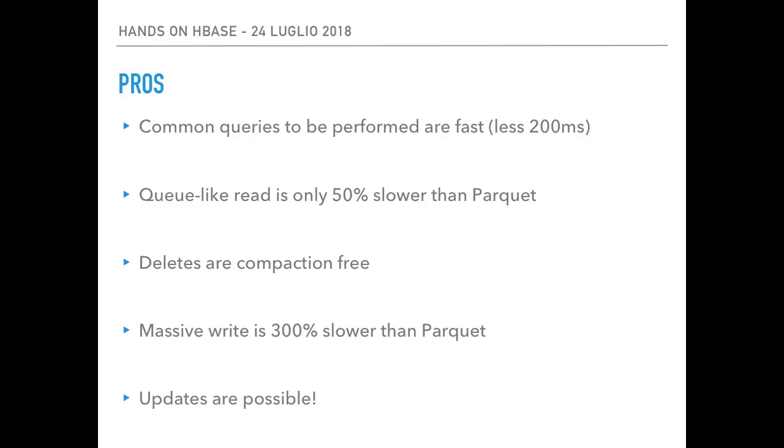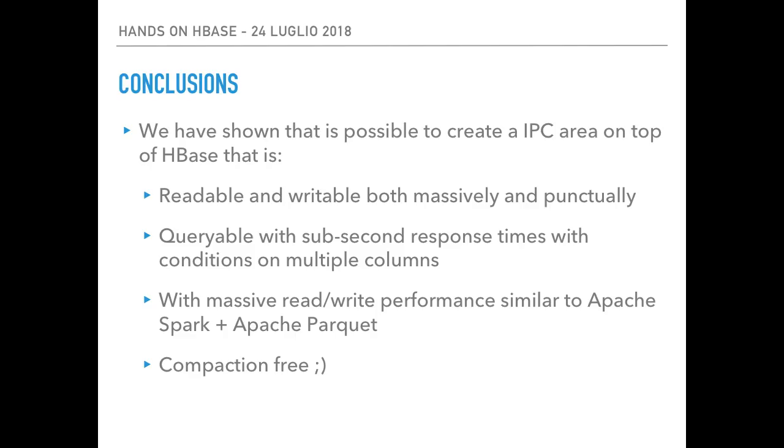The pros are that it actually works for our use case. You get all the queries in less than 200 milliseconds. That was our goal. The queue-like read, so when you have to read the whole table, is only 50% slower than Parquet, so it's comparable in those terms. The deletes you're issuing are compaction-free, so you won't have the time spans where HBase does compaction, because you're disabling it and doing compaction yourself by deleting the files. And also massive write is 3 times slower than Parquet. That's not that much. It met our requirements, and you can do updates, which I think you cannot do on files. And so, yeah, I think that's all.